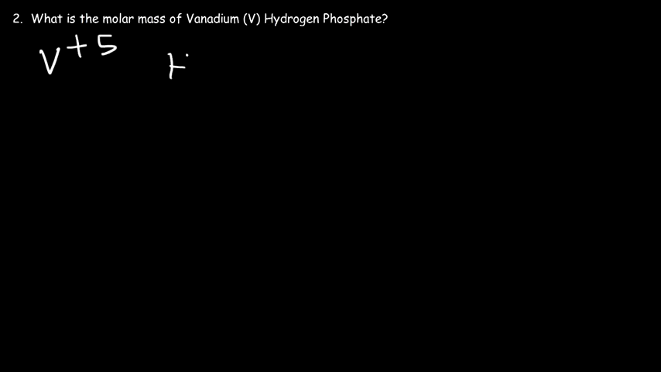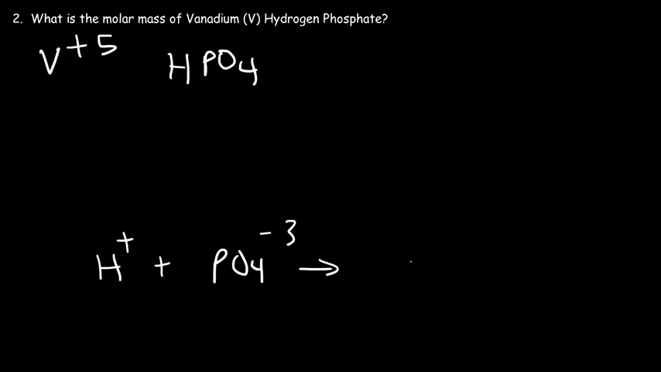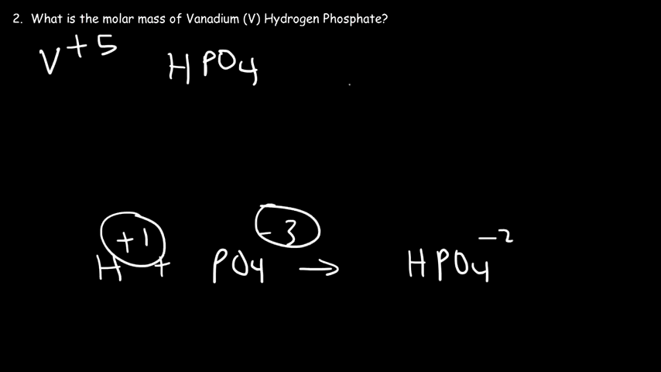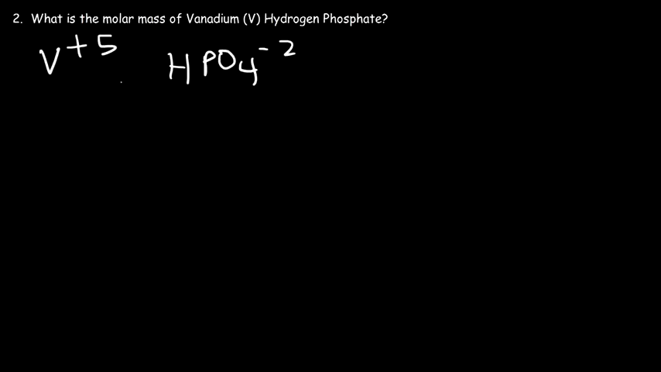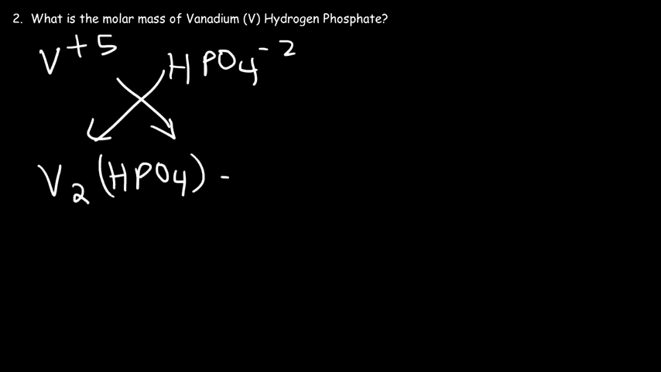Hydrogen phosphate is HPO4. You have a hydrogen attached to a phosphate ion. Phosphate is PO4 with a negative 3 charge. Hydrogen is H+. When you combine these two, you get hydrogen phosphate, HPO4, and then you add 1 and negative 3, and that will give you negative 2. So that's the chemical formula of the hydrogen phosphate polyatomic ion. Now let's use the same method to write the formula of this substance. It's going to be V2(HPO4)5. Whenever you have multiple polyatomic ions within a compound, you need to enclose them inside parentheses.